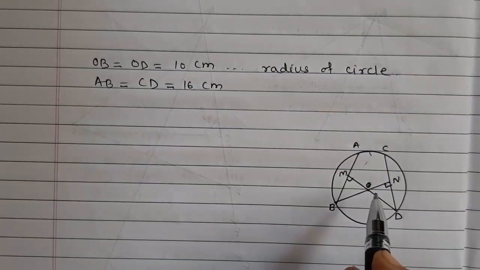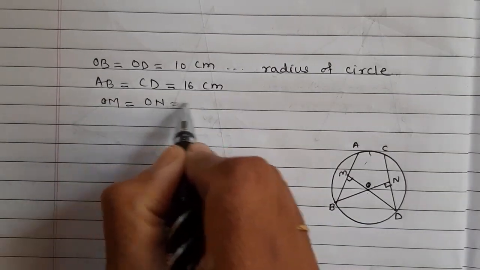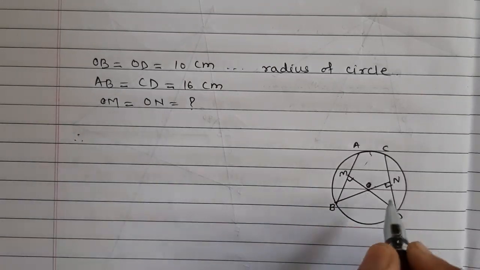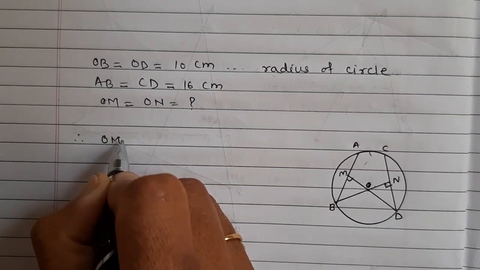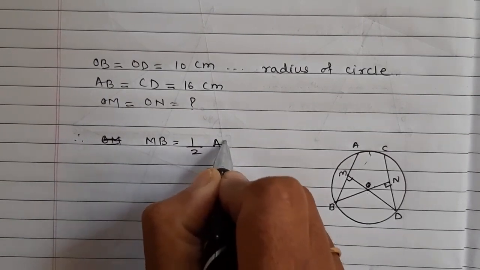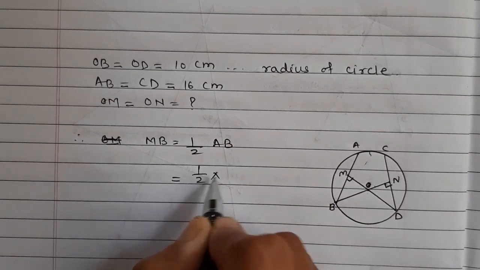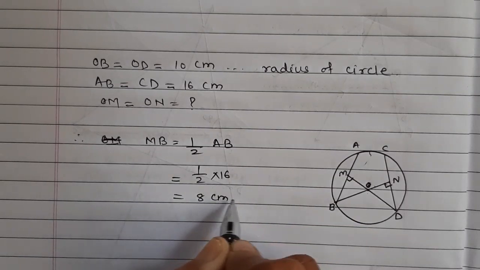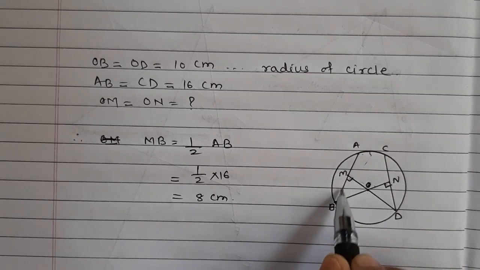And we have to find the perpendicular distance, that means we have to find the lengths of OM and ON. So we can write OM equals ON equals question mark. Now, as we know, a perpendicular drawn from the center to the chord bisects the chord. So MB equals half of AB. The length of AB is given as 16 cm, so half into 16 equals 8 cm.